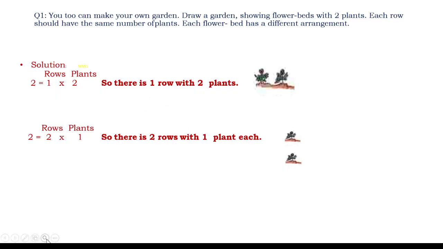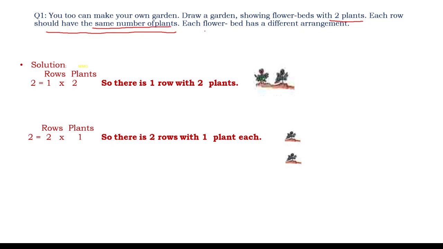So look here, what is the question written over here? You too can make your own garden. Draw a garden showing flower beds with 2 plants. Each row should have the same number of plants. Very important thing that you have to note here. Each row should have the same number of plants.